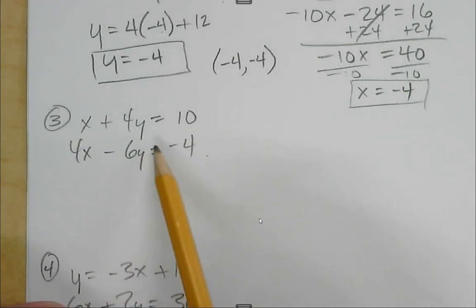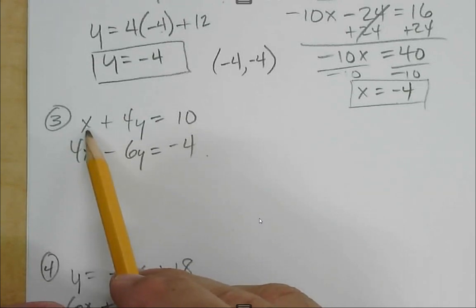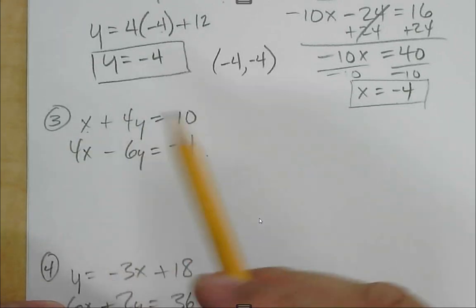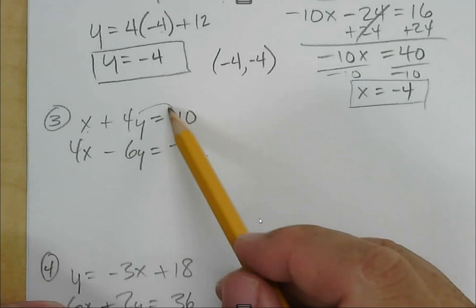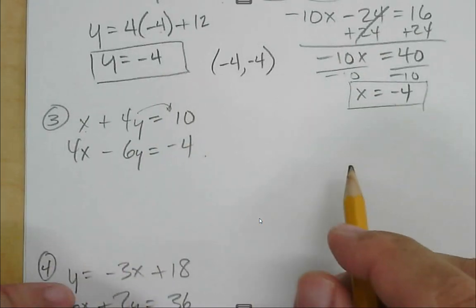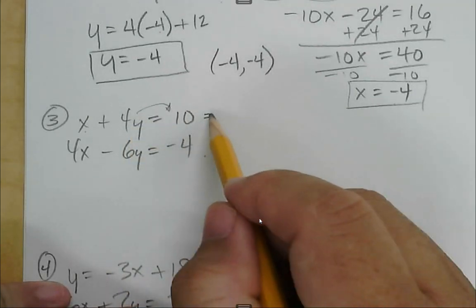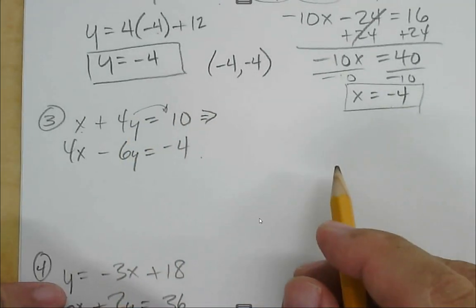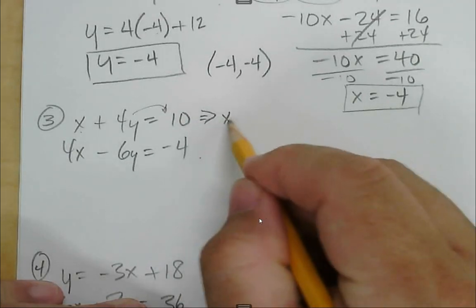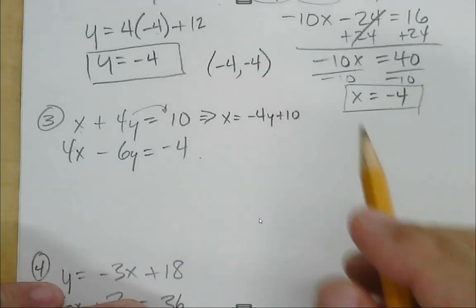It doesn't really look like it's conducive for what we need. But if you notice, this x is almost by itself. If I could get this 4y over here, then I would have it by itself and I'd be able to solve. So again, to get this over here, I'd have to subtract it. So let's just make a new equation. I'm going to put a little arrow here. So my new equation would be x equals negative 4y plus 10. And you kind of get the idea.